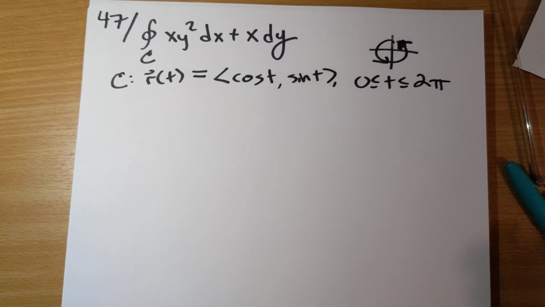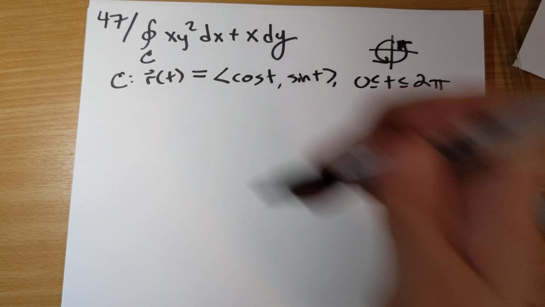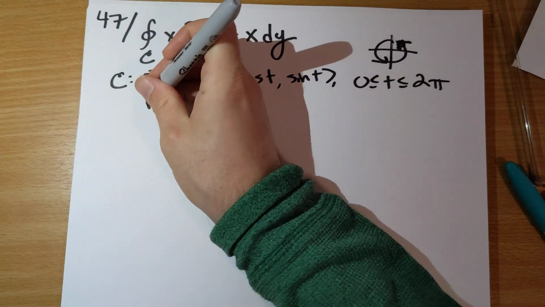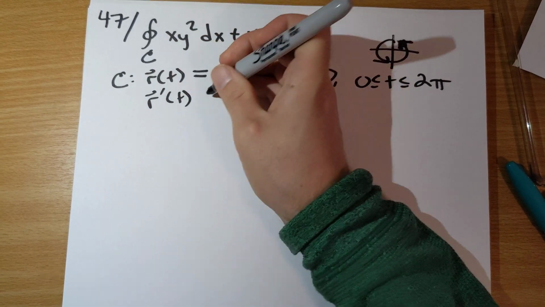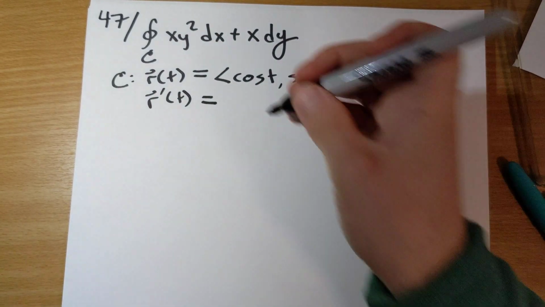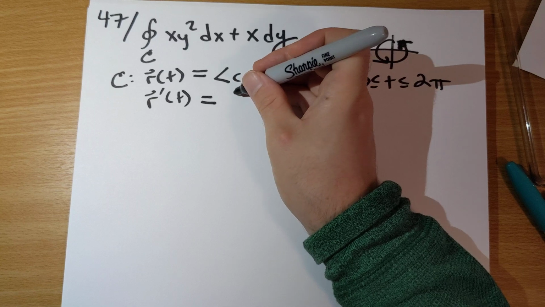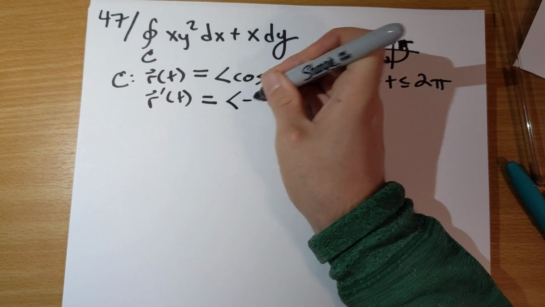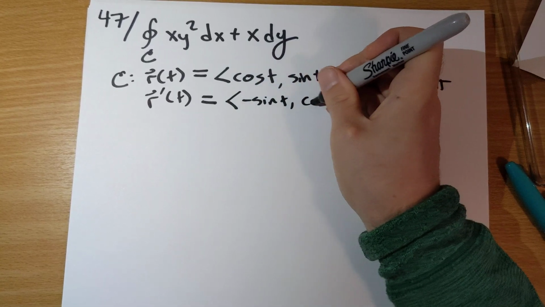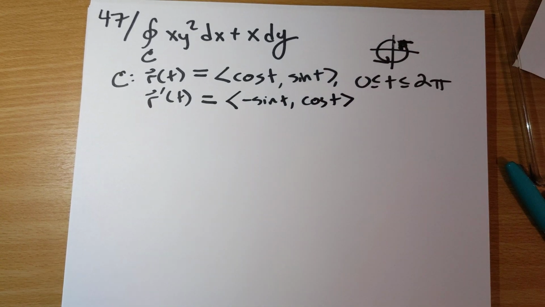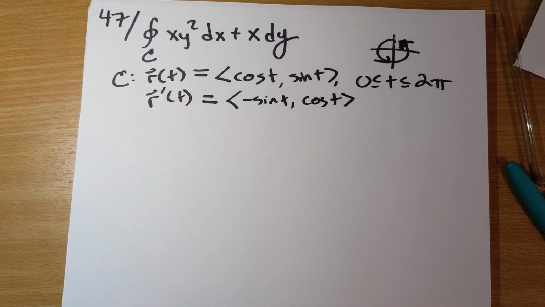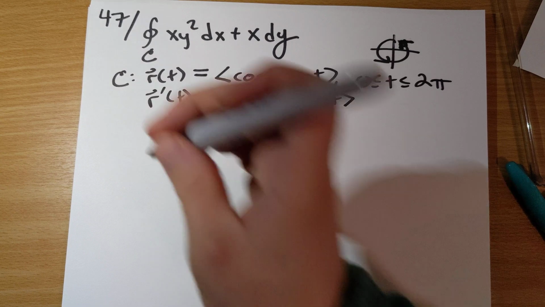Okay, I guess let's just write down some facts that we are going to need. r prime of t is going to be negative sine t, comma, cosine t. What else is there to say here?